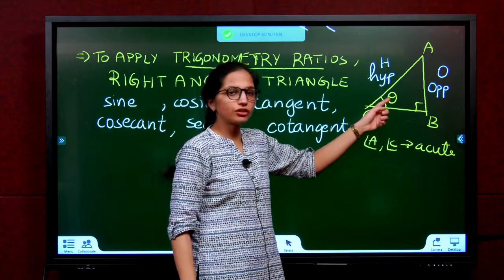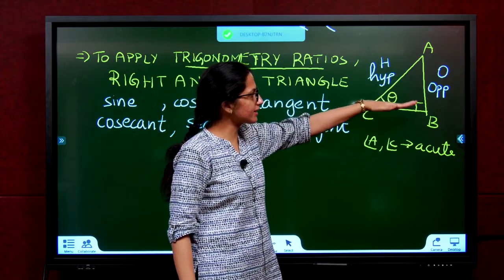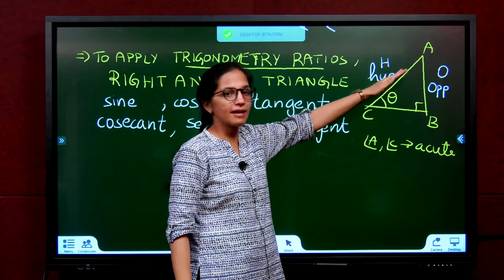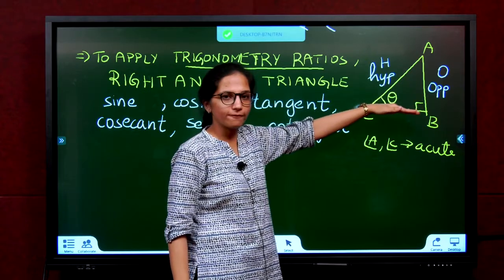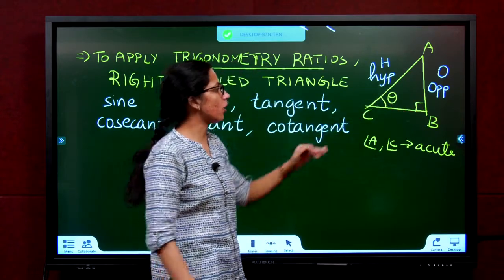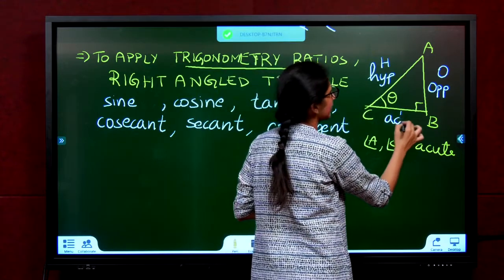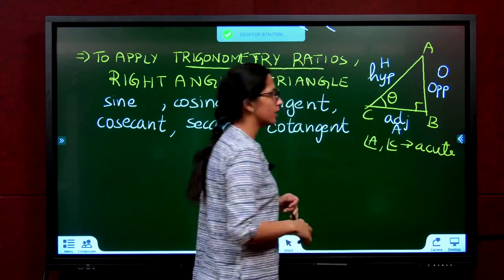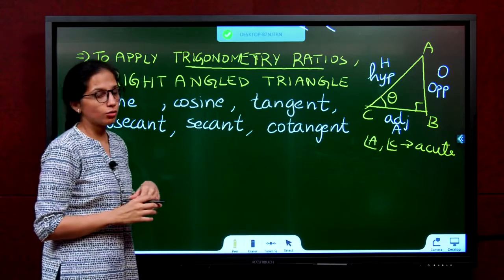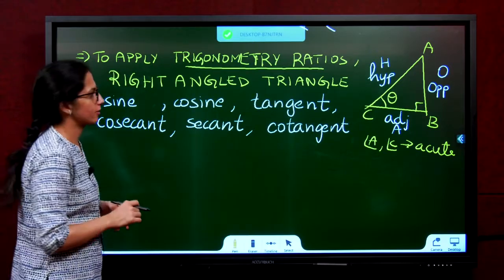The side next to theta, this side is also next to theta, this side also next to theta, but we have already told this is the hypotenuse. So there's only one side left who is next to theta. That's called the adjacent. Adjacent means next to. So I hope it's clear who's opposite, hypotenuse and adjacent.